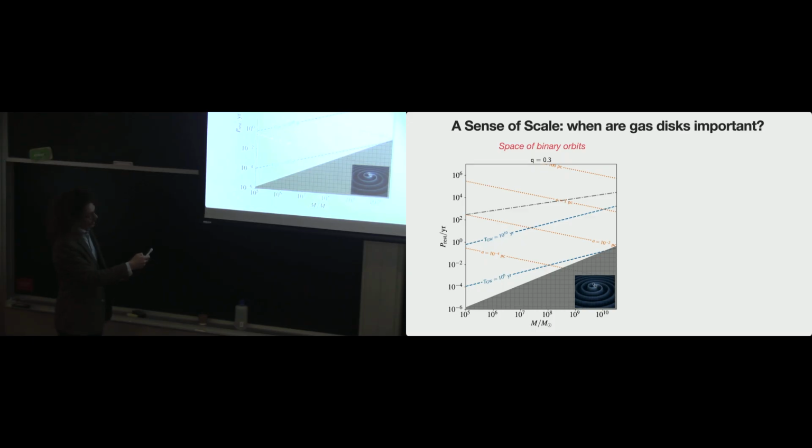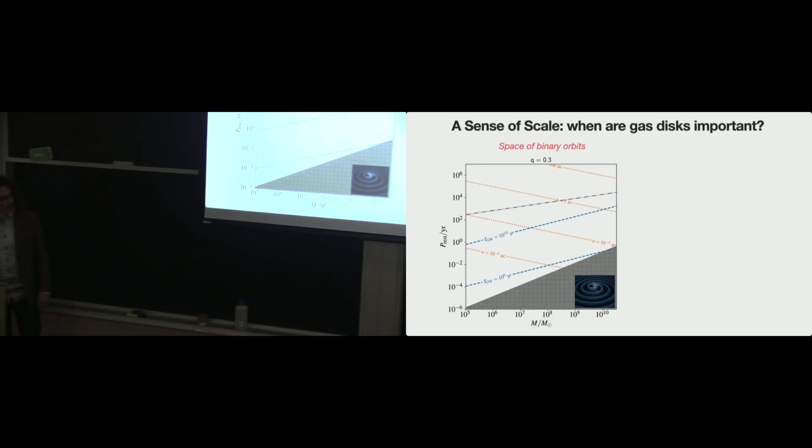And importantly, if it was only gravitational waves bringing these together, this is how long it would take for them to merge. So this line is important because it's saying a binary somewhere on this line would take the age of the universe to merge from gravitational waves alone. A year here.